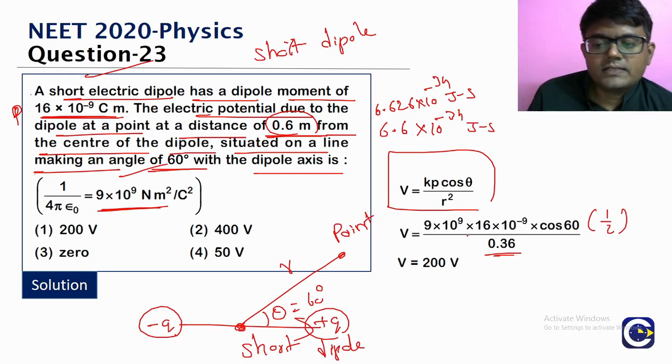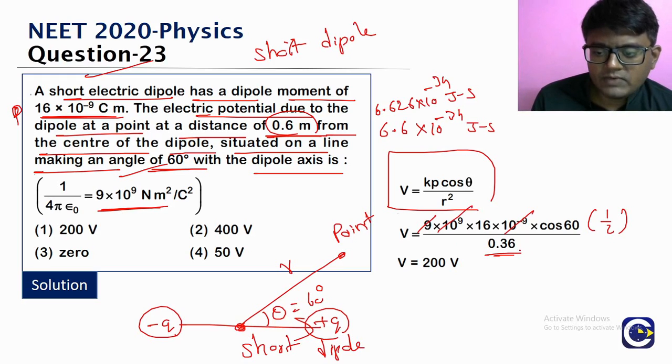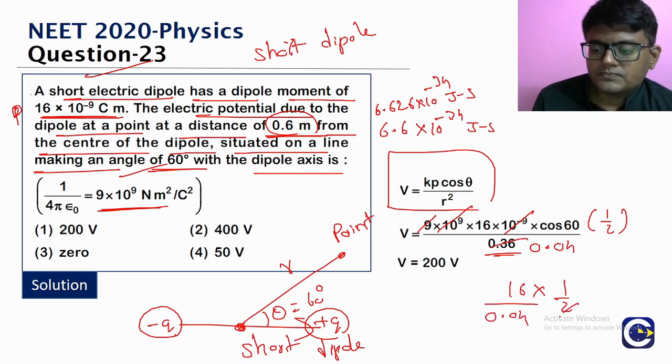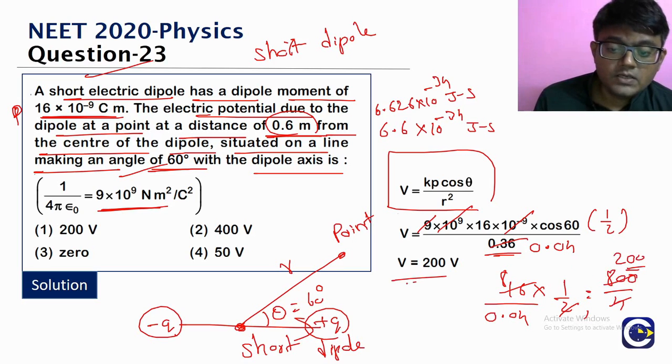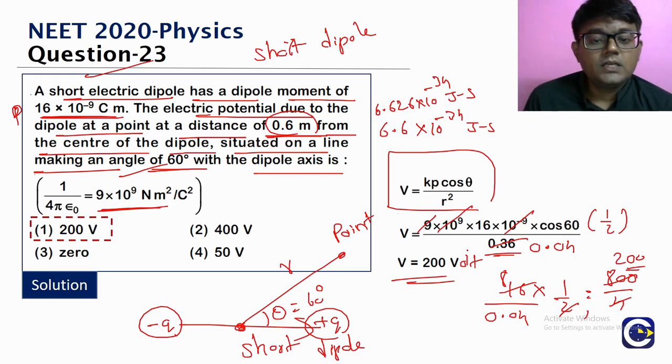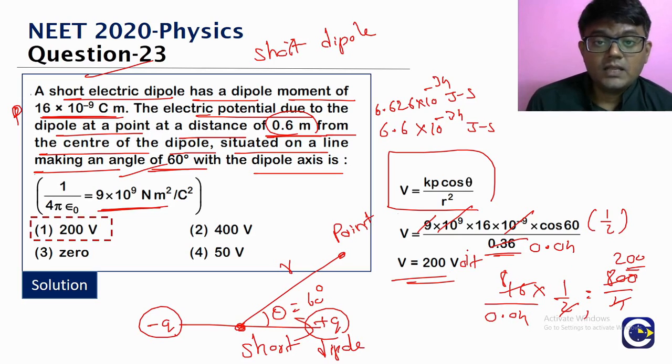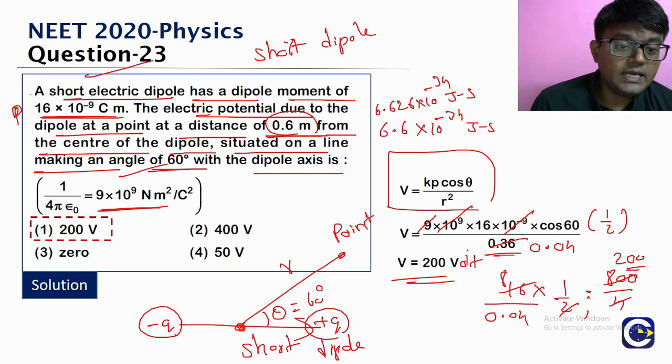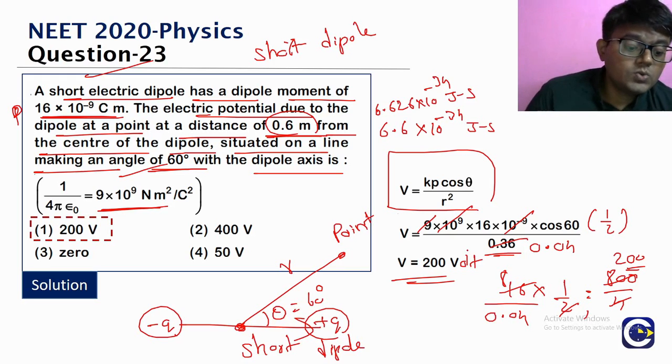Now we just have to do the simplification. So 10 power 9 and 10 power minus 9 cancel, 9 ones are 9 into 0.04. Then what we will have is 16 into half by 0.04. So 2 ones are 2, 8s are 8. If you multiply both numerator and denominator by 100, it is 800 by 4, which is equal to 200. So the voltage value is 200 volt. So at a point at a distance of 0.6 meter from the center, making an angle of 60 with the dipole axis, the electric potential due to the short dipole is 200 volt.